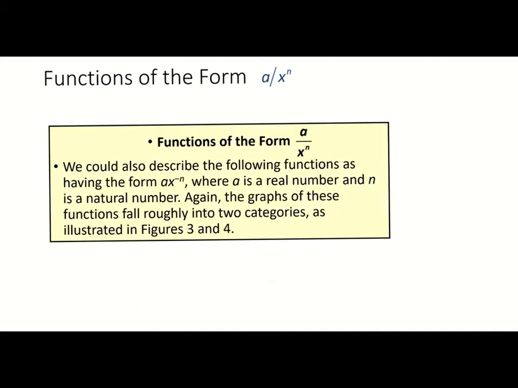All right, so the next type of functions we're going to look at are functions in the form of a divided by x to the n power. Or this is the same as having a negative exponent. So when you have a negative exponent, a has to be a real number, n has to be a natural number, so like 1, 2, 3, 4, 5, 6, 7, 8, 9. We're going to look at how the graphs would look. And again, it's going to depend on whether the exponent is even or odd. And we're going to look at those two different types of graph in the next couple slides.